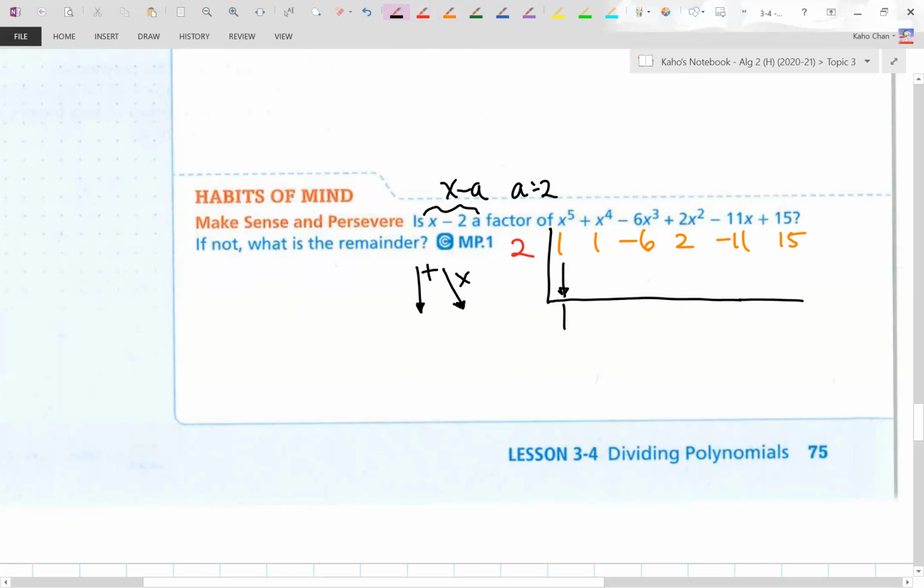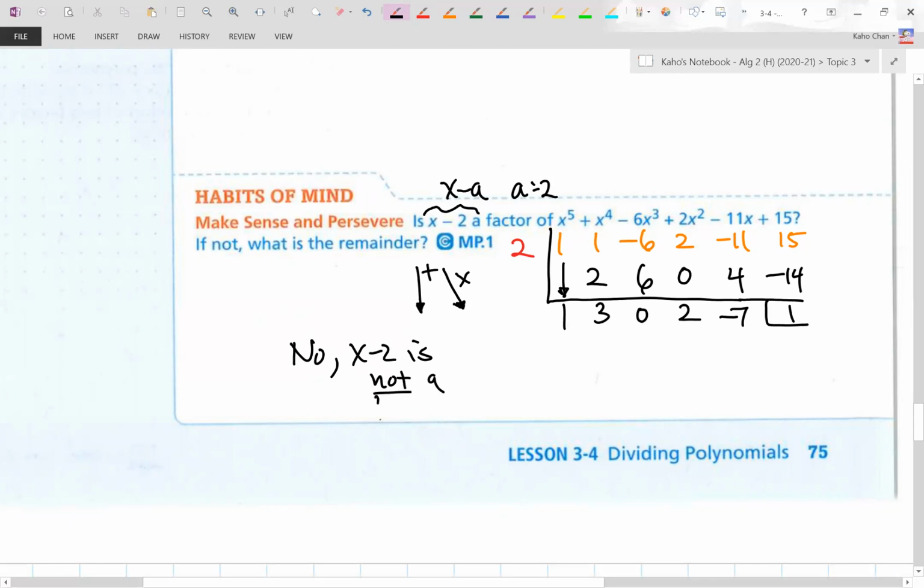Add. Multiply. Add. Multiply. Add. Multiply. Add. Multiply. Add. Just double check everything here. Multiply, add. Oh, so close. Womp, womp, womp, womp. The answer is no. X minus 2 is not a factor. But the remainder is 1. Yay. All right. I think we're ready for the last page.